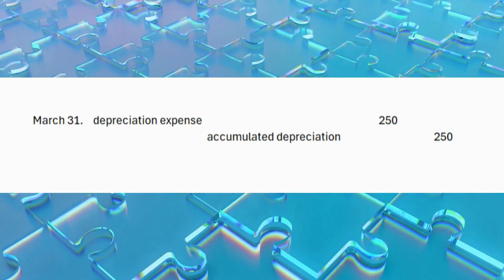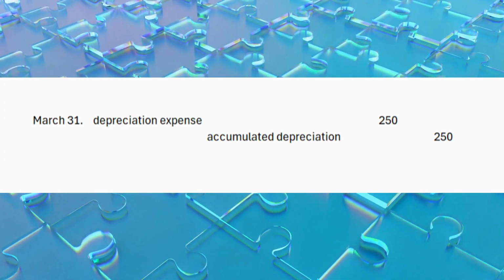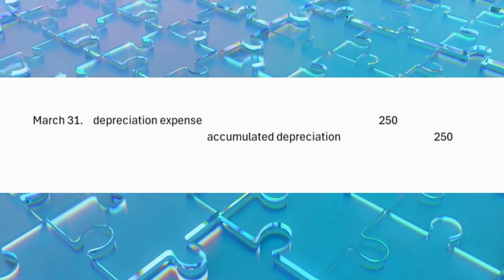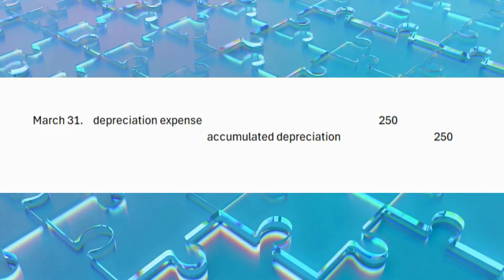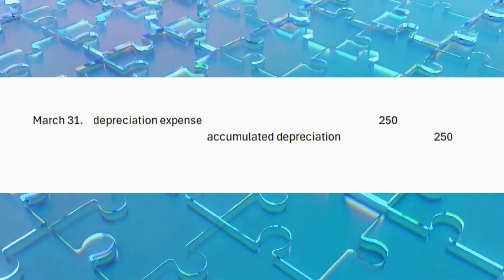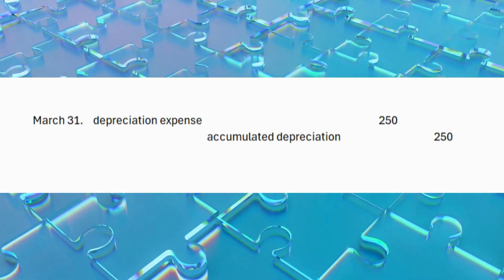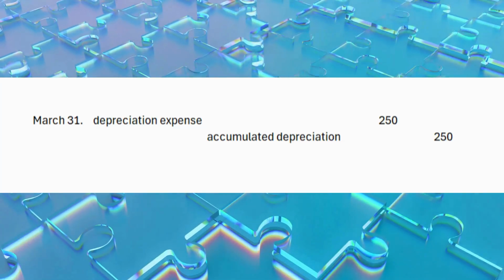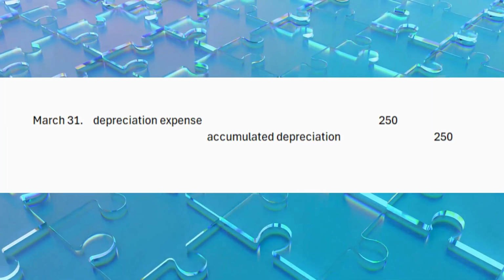Adjusting entry. Debit depreciation expense $250. Credit accumulated depreciation by the same amount. Accumulated depreciation is a contra-asset with a normal credit balance, which reduces the book value of the equipment.